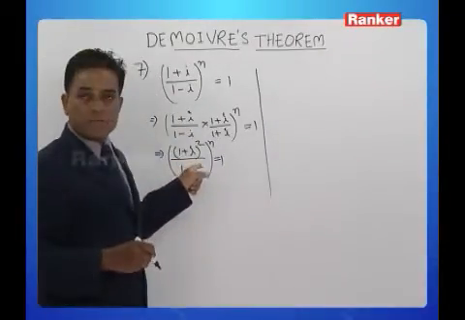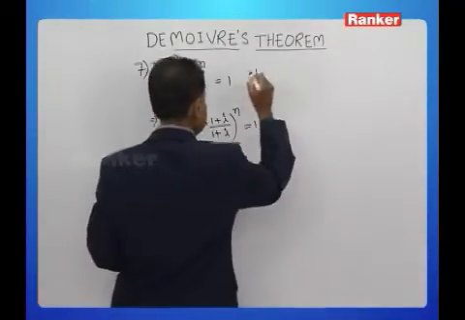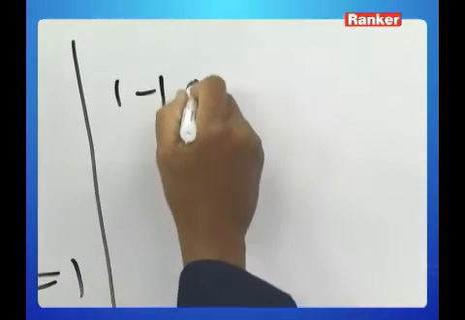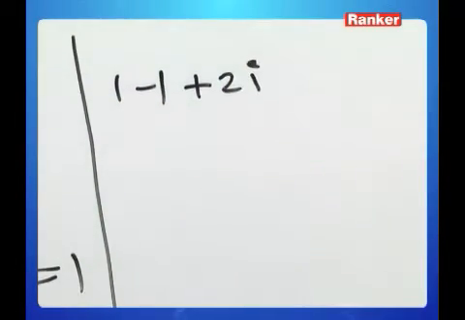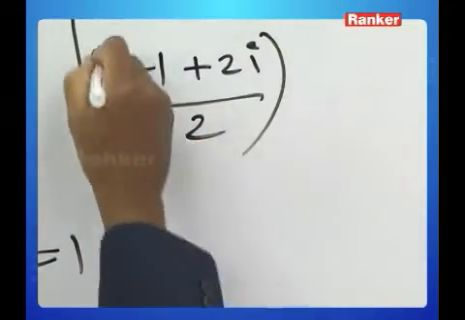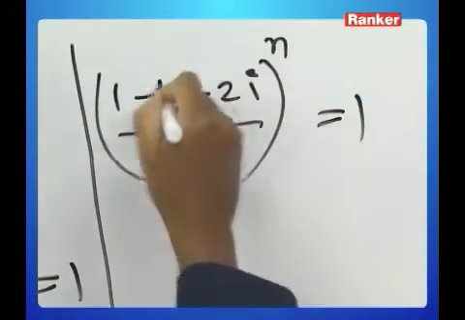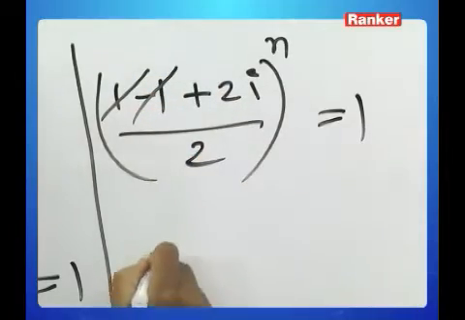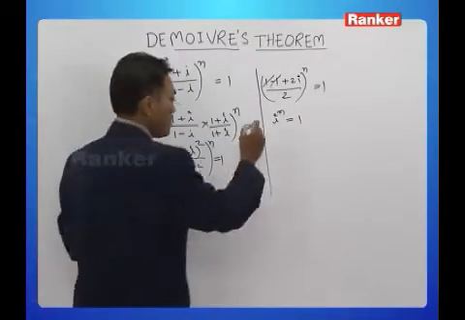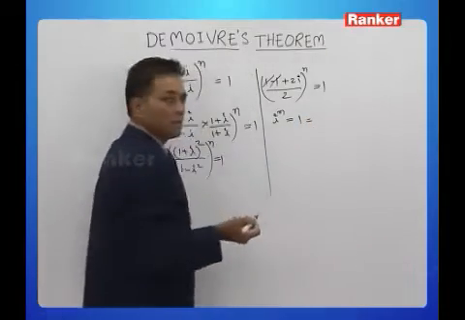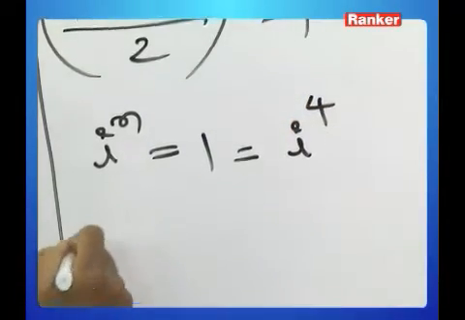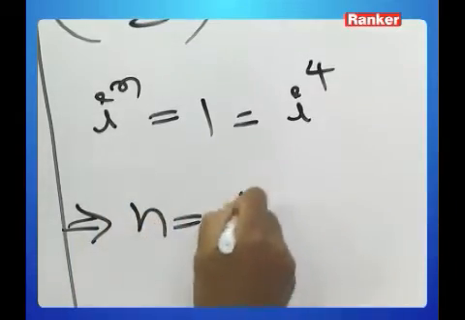Now (a plus b) whole square: a square, that is 1 square, b square, that is i square, and 2ab, that is 2i. If you put minus i square is 1, 1 plus 1 becomes 2, whole to the power of n, which is equal to 1. So 1 cancels and 2 also cancels. i to the power of n is 1, right? 1 can be written as i power 4. So it is very simple, n value is 4.